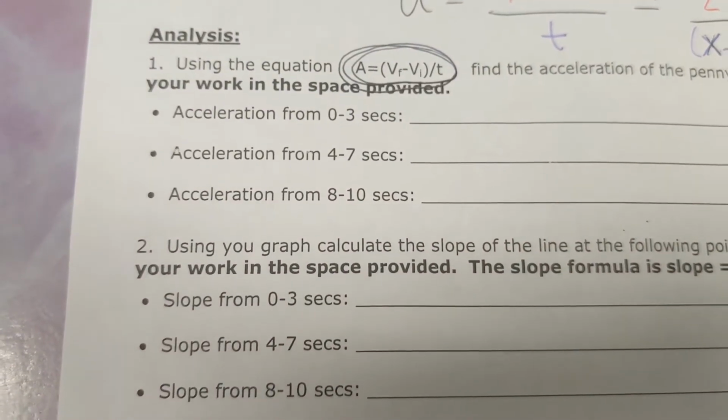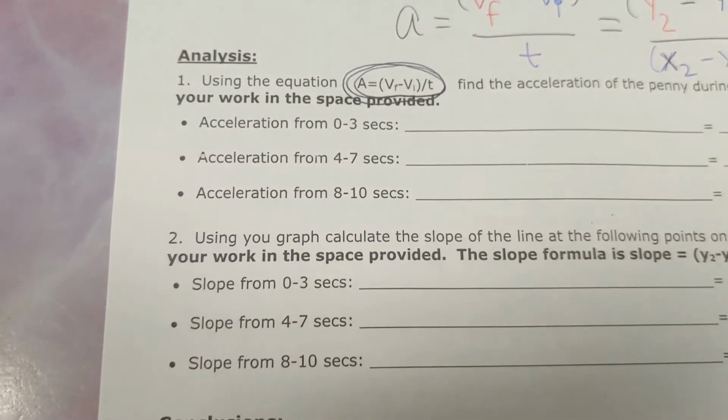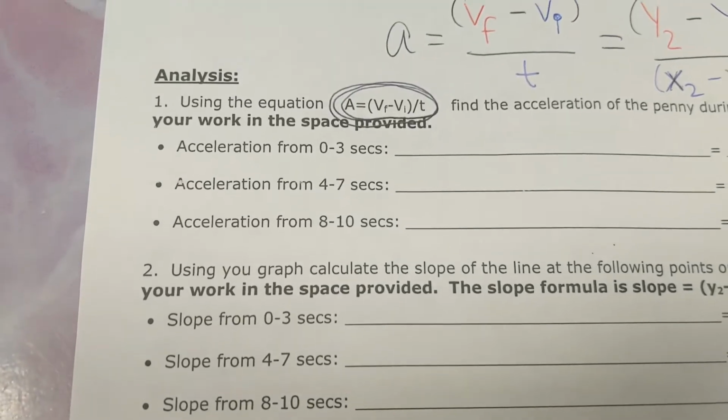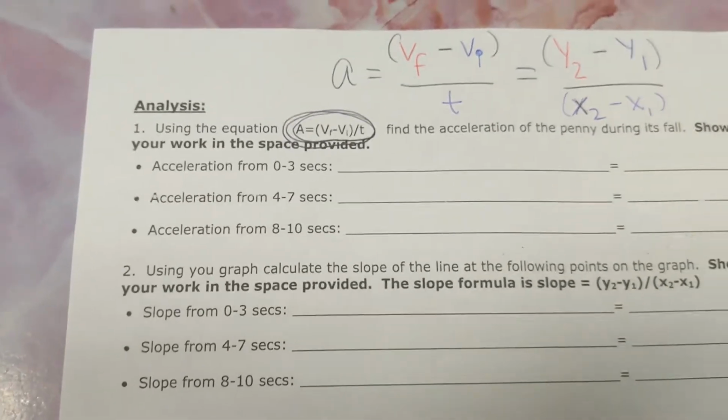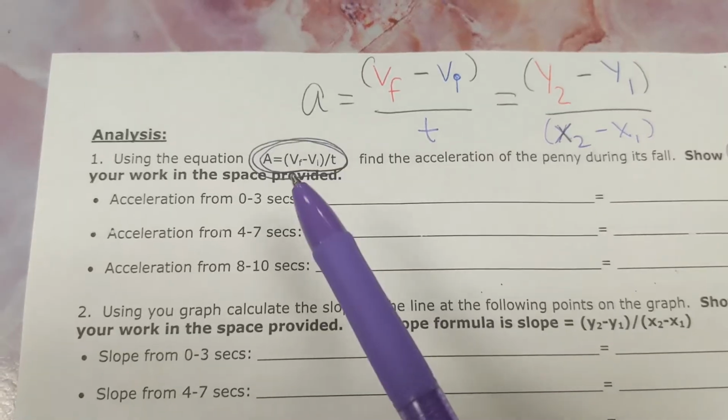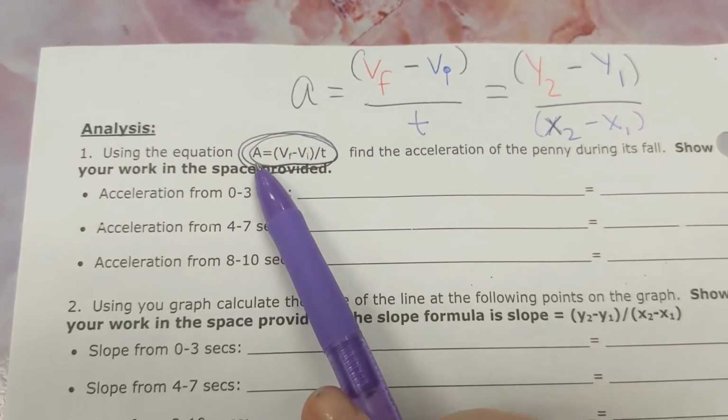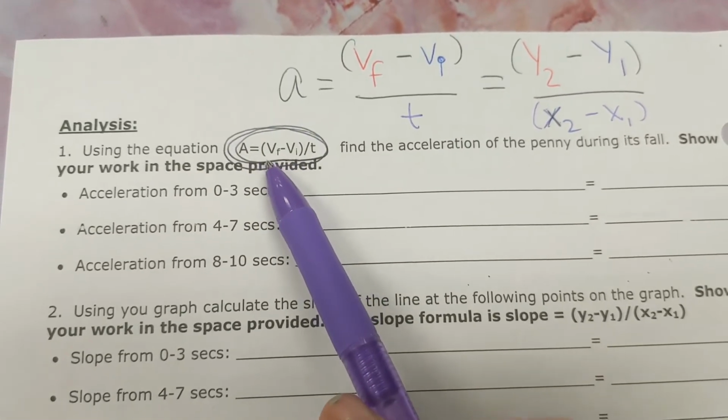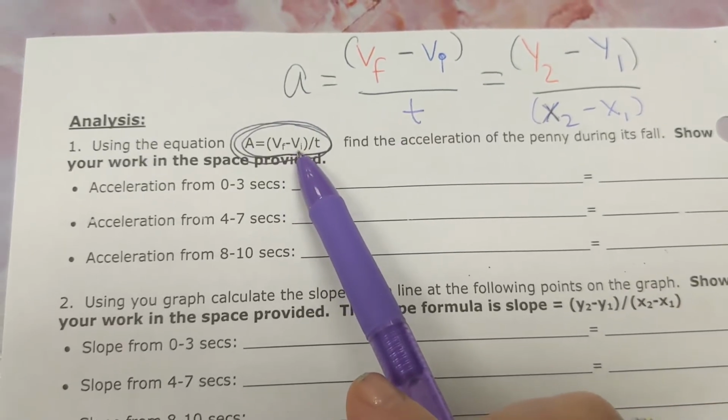We're on the back here now on page 38 of our Chapter 4 packet, and we need to finish up our lab by doing the analysis. Here's where we're going to crunch the numbers. So I circled here the acceleration formula, which is VF minus VI.